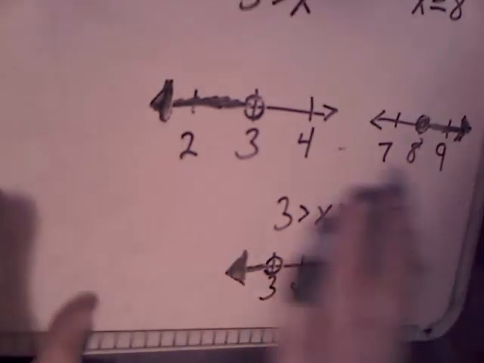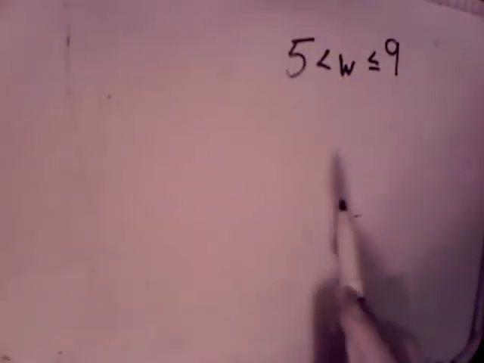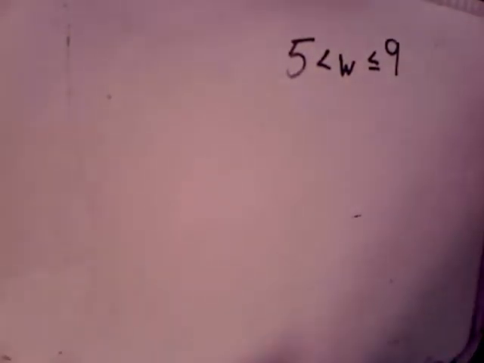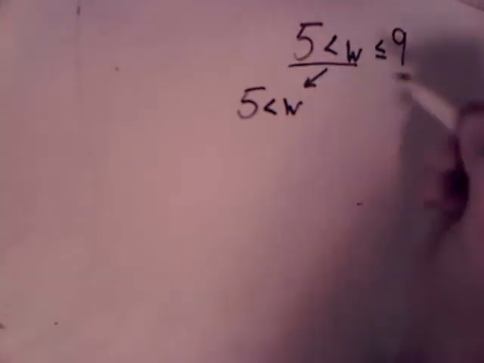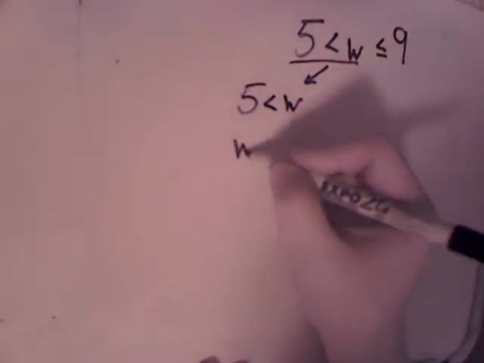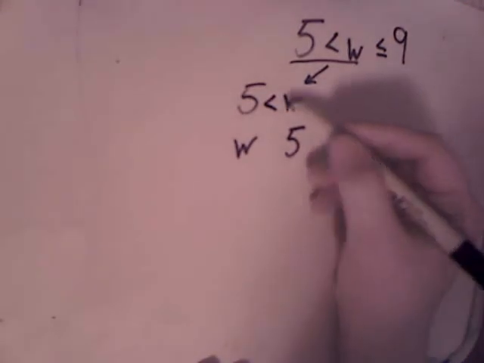Let's look at one more squished up inequality. 5 is less than w is less than or equal to 9. What I'm going to do is break these two inequalities apart. I have 5 is less than w. I can rephrase that. I got that from right here. I'm going to reverse this so the variable's on the left, because that's easier for me to work with. So I'm going to put w here, 5 here, and because I did that, I need to switch the sign.